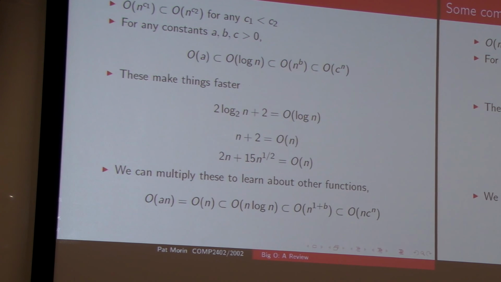Which is a subset of O of n to the 1 plus b, for any b bigger than 0, which is a subset of O of n times c to the n for any c bigger than 1. C has to be bigger than 1. Luckily, in this course, we don't come across any exponential. So, for example, if you want to know the relationship between n to the 1.5 and n to the 1.5 log n, just take the first 2 things and multiply them by n to the 1.5, and that tells you.